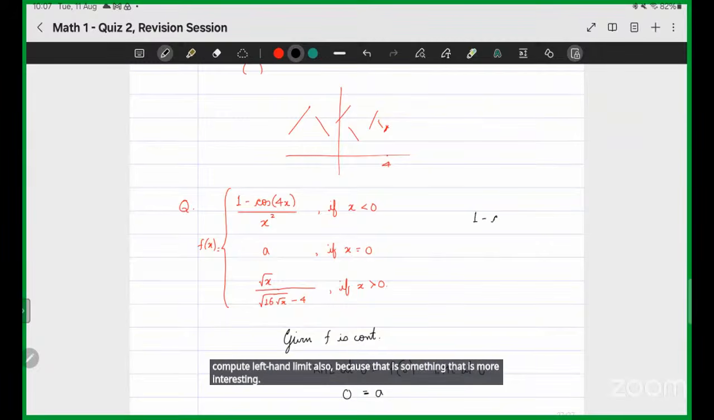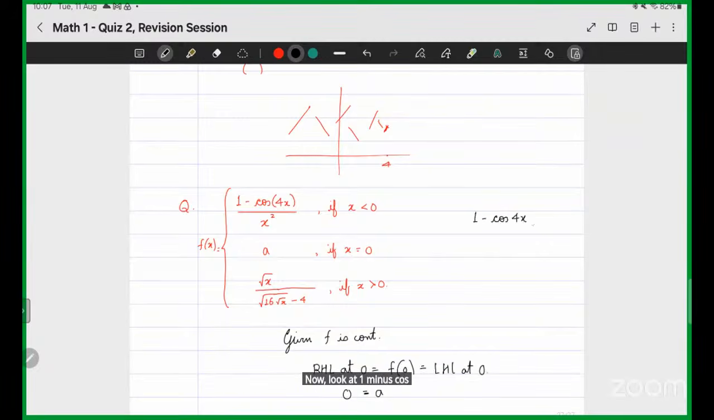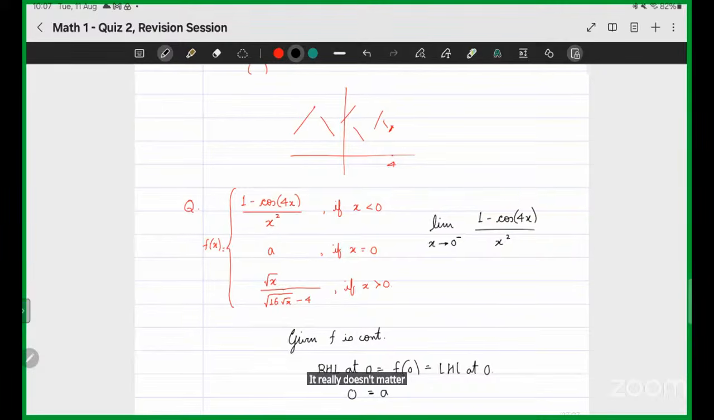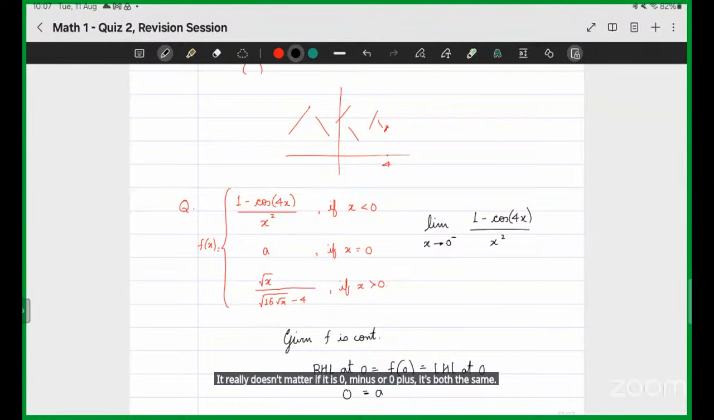Now look at 1 minus cos 4x divided by x square as x approaches 0 minus. It really doesn't matter if it is 0 minus or 0 plus, it's both the same. So what do you observe? What happens when I substitute directly? We get that indeterminate form, 0 by 0.